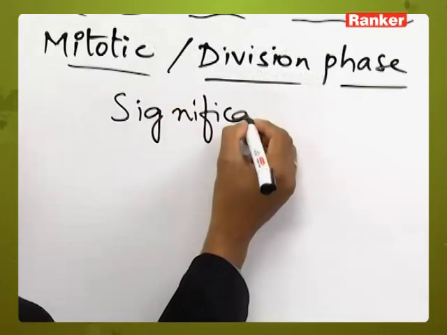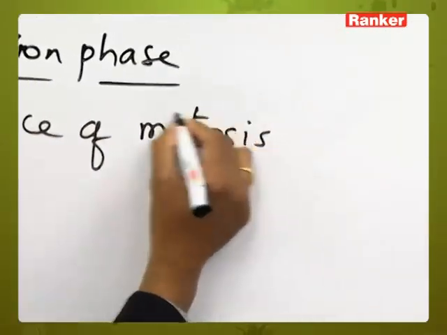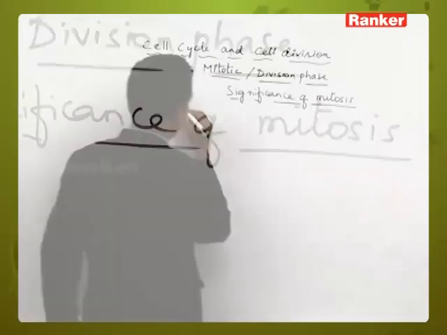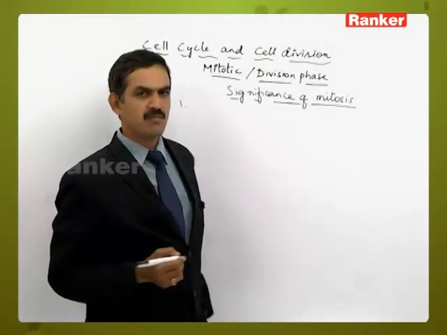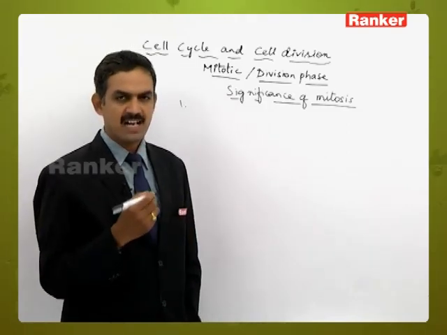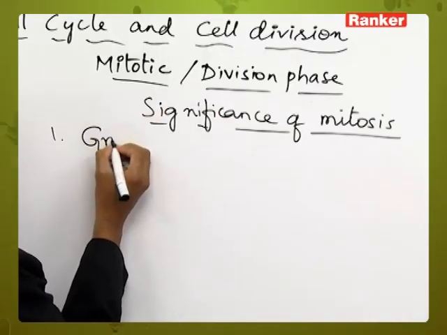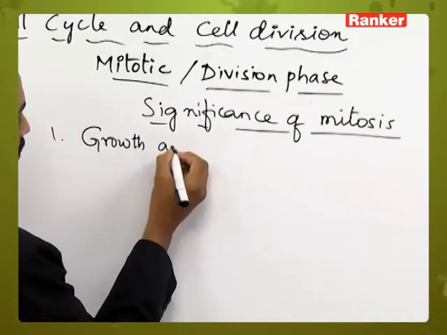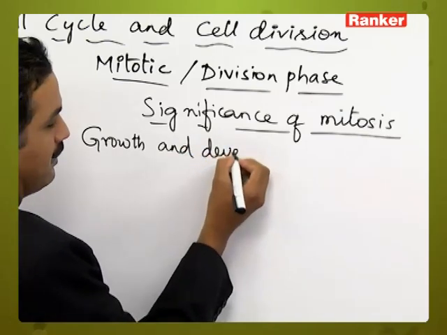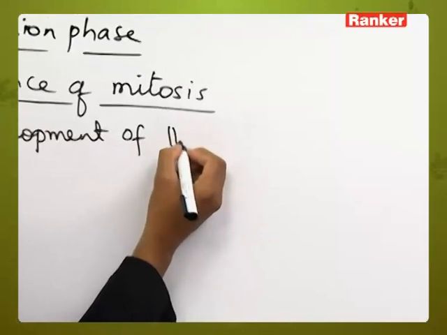Significance of mitosis. As we have discussed, it is a type of division which occurs in the somatic cells. So it will help in growth and development of the organism.